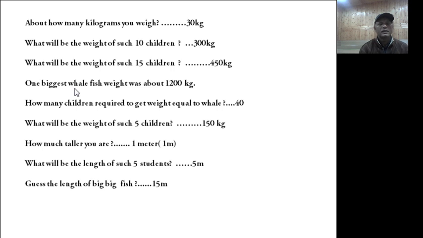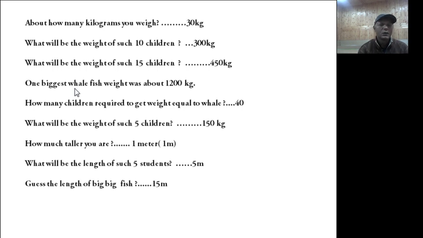Now, let us have some questions about how many kilograms you weigh. Can you guess what is your weight? It is approximately 30 kg. What will be the weight of such 10 children? Then 30 multiplied by 10 gives you 300 kg. Then what will be the weight of such 15 children? 15 multiplied by 30 will give you 450 kg.